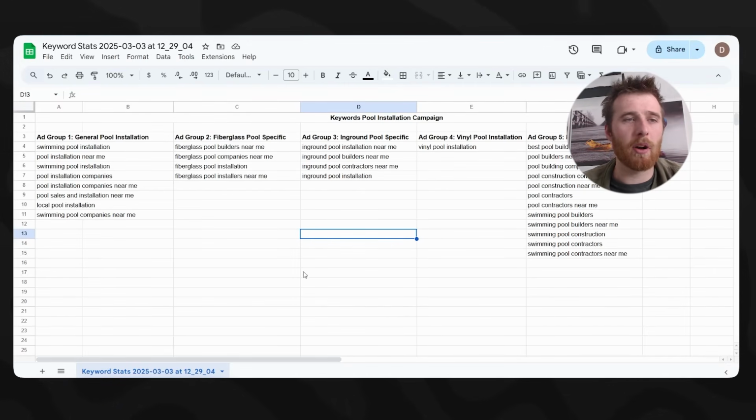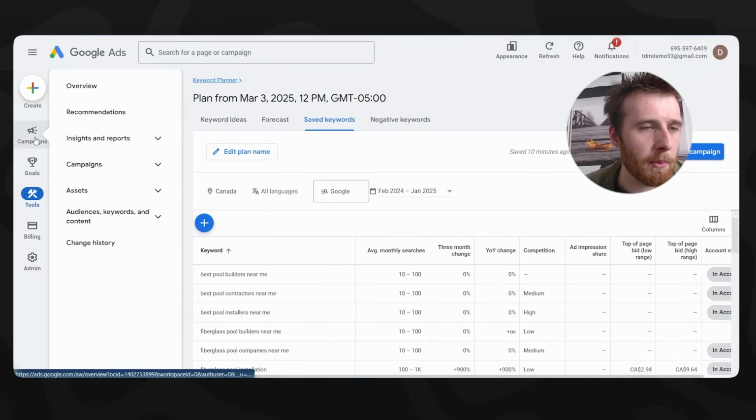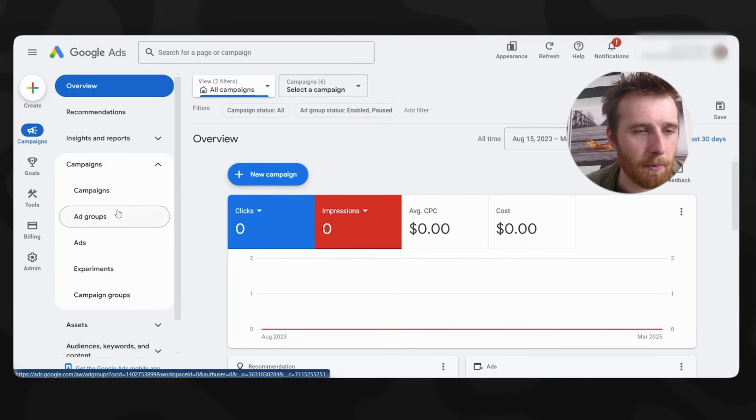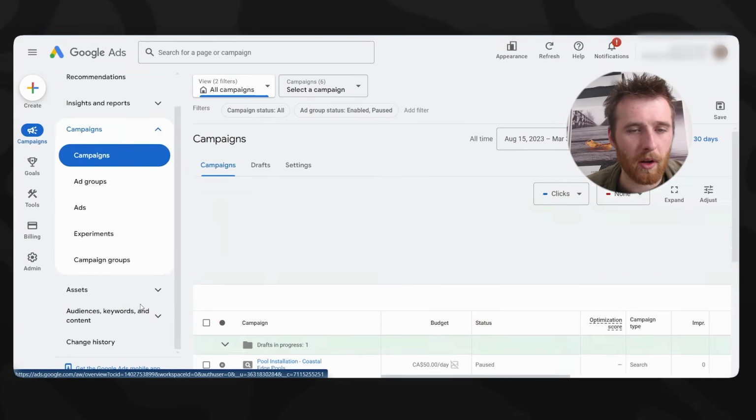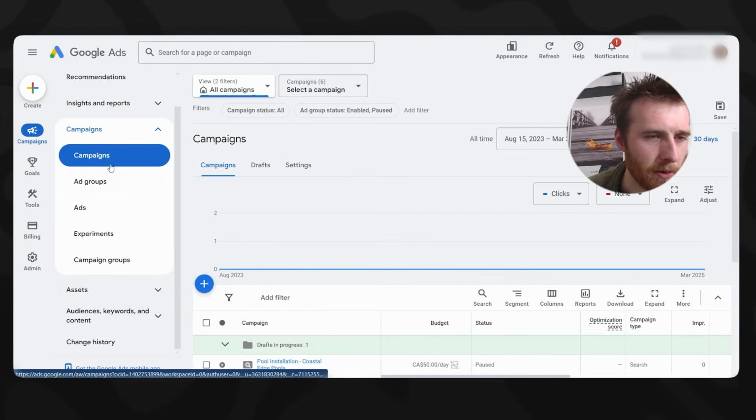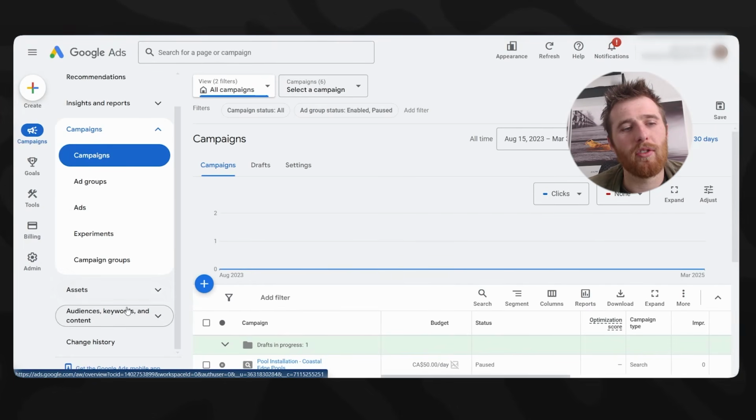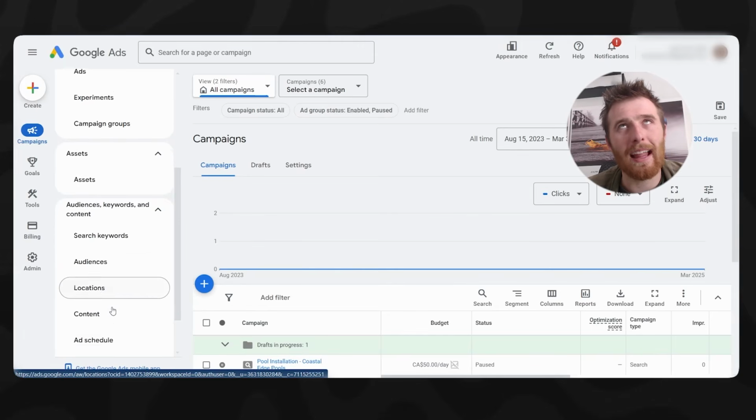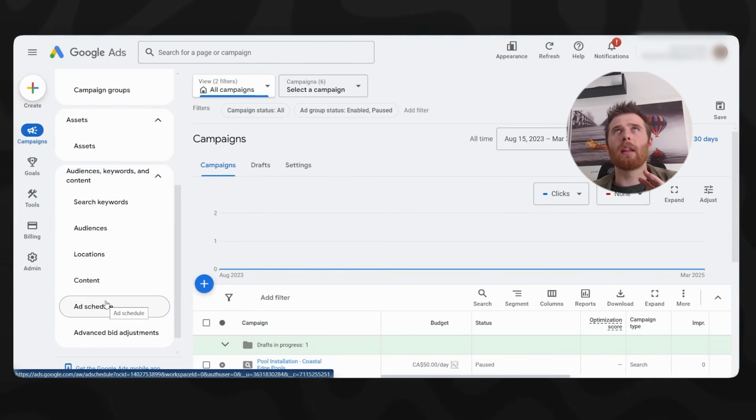First off, when we are making this actual campaign, I'm going to go into our actual campaigns, and I'm going to show you something called different match types. If you're not familiar with match types, essentially what they do at this point is allow your ad to appear more or less broadly.